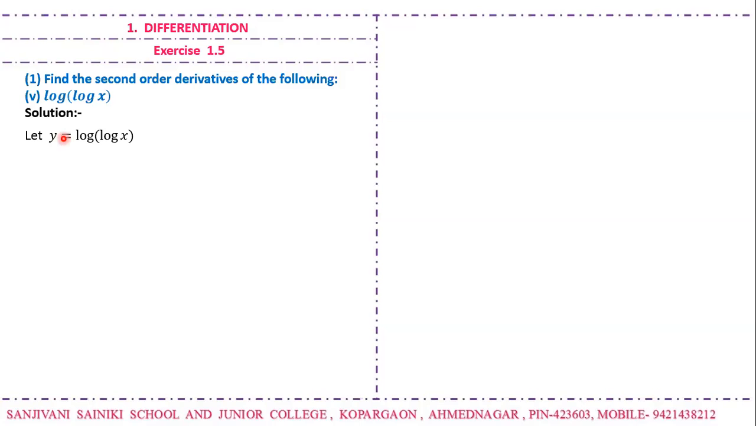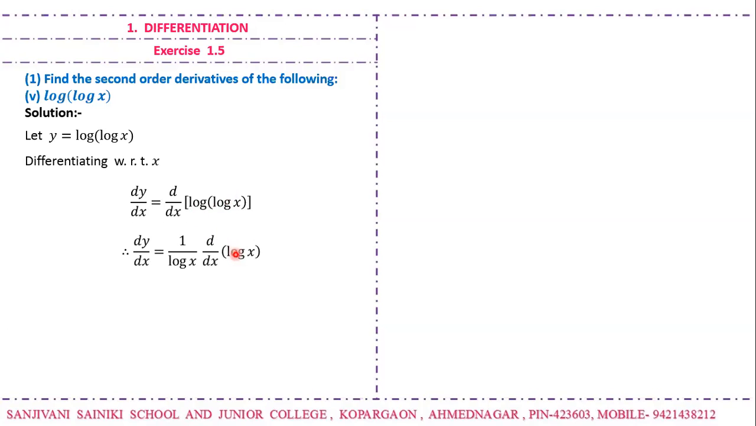Next function, y is equal to log of log x. Now differentiating with respect to x, we have to use composite function rule. d by dx of log of f of x is 1 upon f of x into f dash of x. Now what is f dash of x? Means d by dx of log x. Its derivative is 1 upon x. So I can write it as dy by dx is 1 upon x log x.